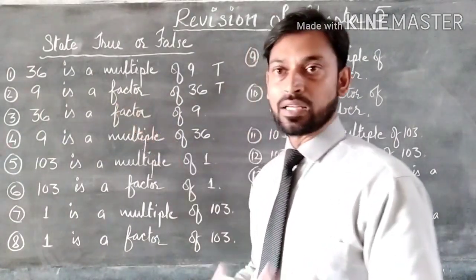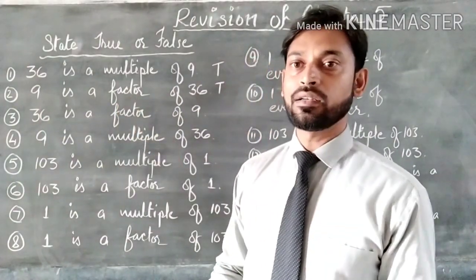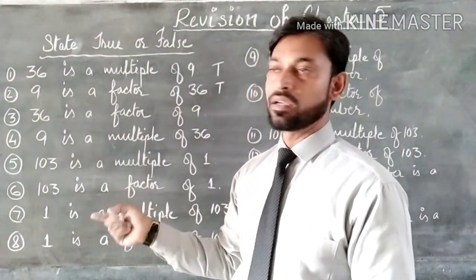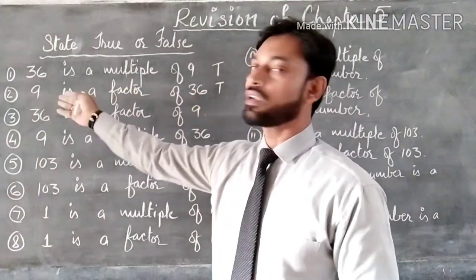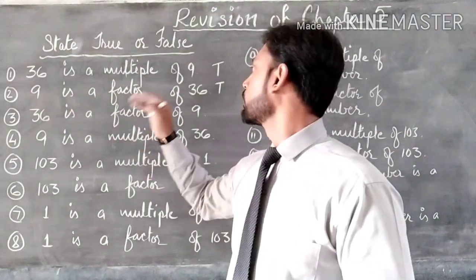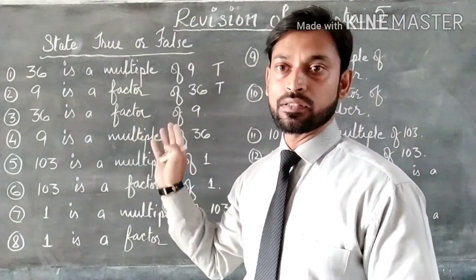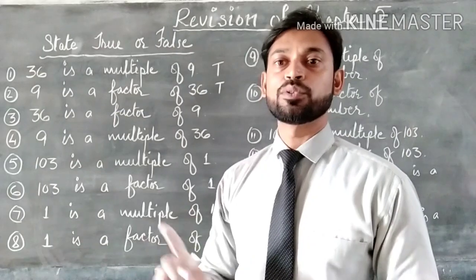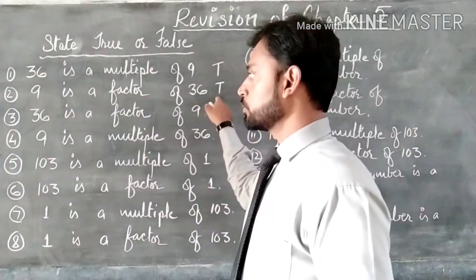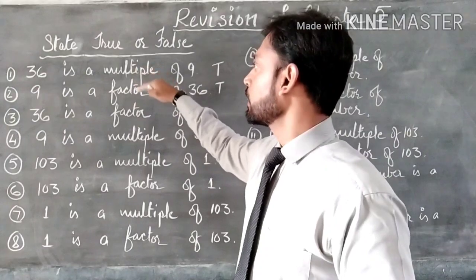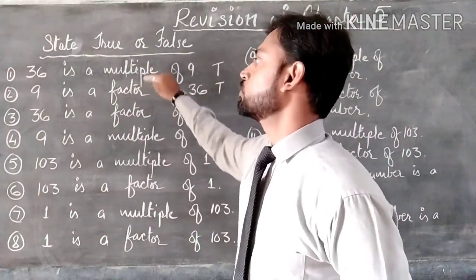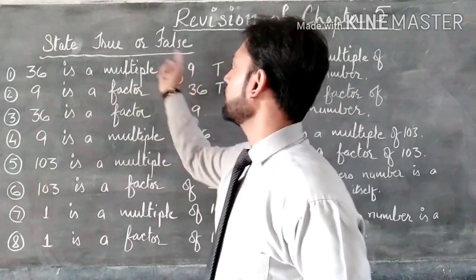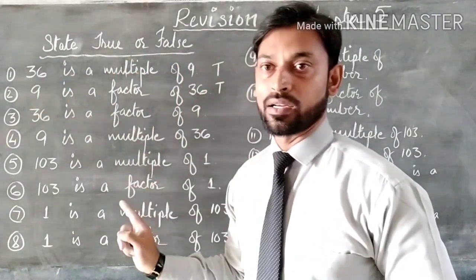Always remember, factors are equal to or less than the given number. So the given number is 36 and 9 is smaller than that, and 36 comes in the table of 9. Is that clear? Or 9 can divide 36 completely. Completely means the remainder is equal to 0. So this is also true. By these two statements, 36 is a multiple of 9 and 9 is a factor of 36, both are correct.